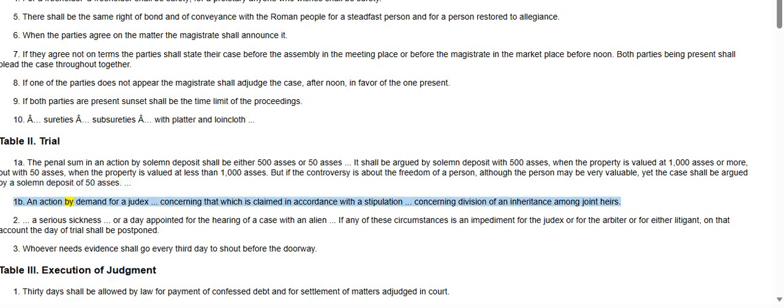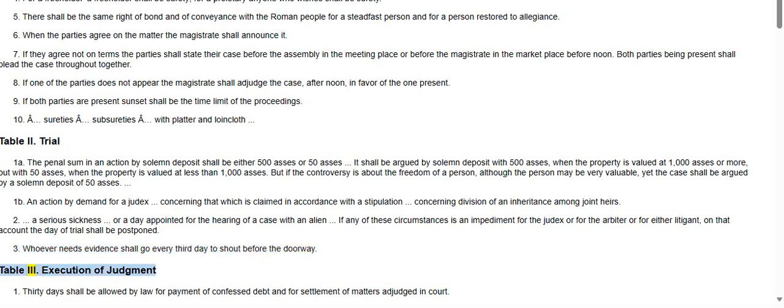1b. An action by demand for a judex, concerning that which is claimed in accordance with a stipulation, concerning division of an inheritance among joint heirs. 2. A serious sickness, or a day appointed for the hearing of a case with an alien. If any of these circumstances is an impediment for the judex or for the arbiter or for either litigant, on that account the day of trial shall be postponed. 3. Whoever needs evidence shall go every third day to shout before the doorway.